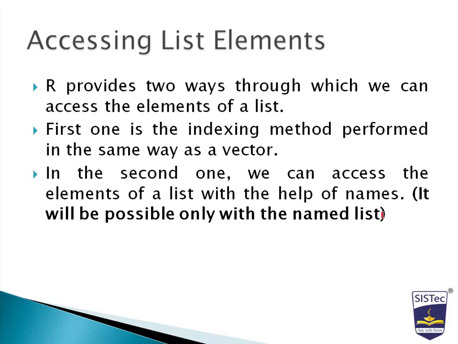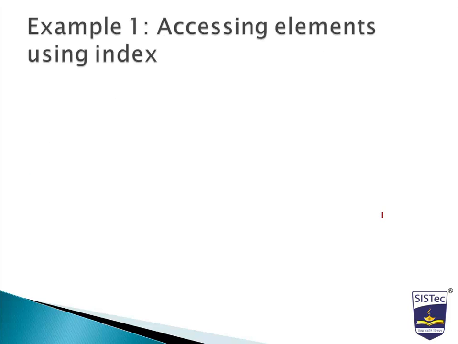Next is accessing list elements. So basically R provides two ways through which we can access the elements of a list. The first one is through indexing, and the second one is naming access. For naming access we must have a named list. On the basis of that we can use the second one. Otherwise the first one, that is based on indexing, is the default method. So let's have a look at accessing elements using an index.